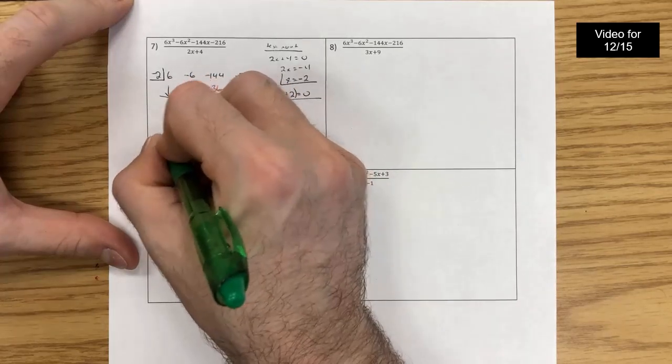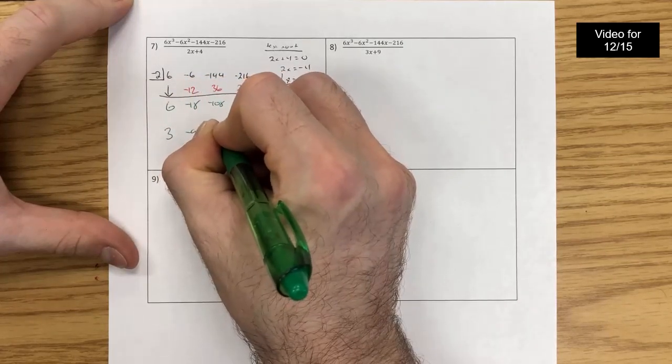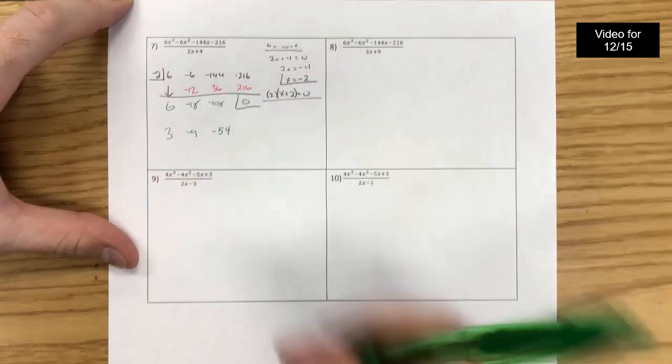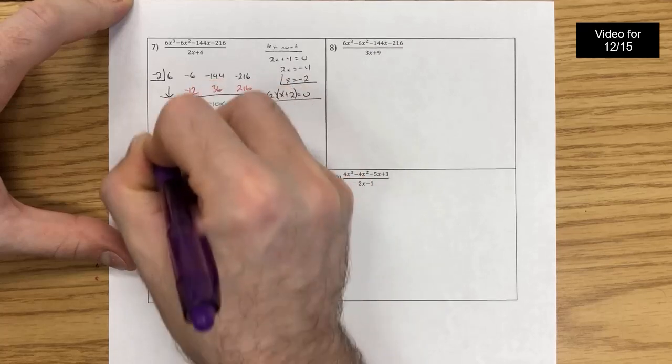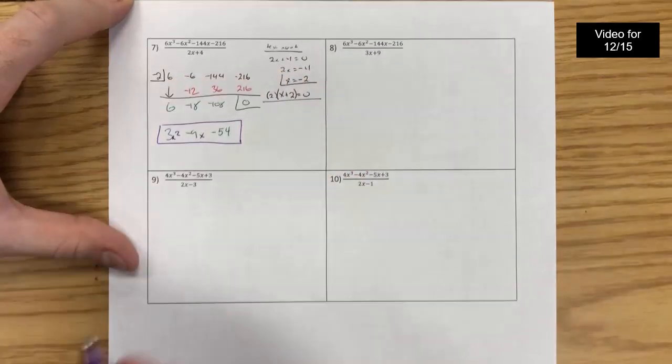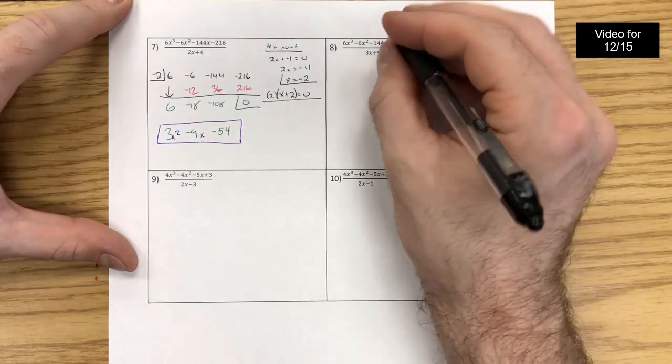I know that because I pulled out a factor of 2, I'm going to cut all of these in half. 3, negative 9, and negative 54. I'm going to add, in this case, my x and my x squared, and I'm going to see if that is what I get by using long division. So again, let's speed this up so we can check to see how we're doing.